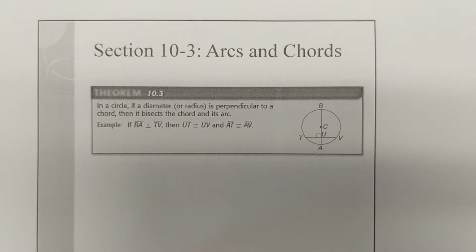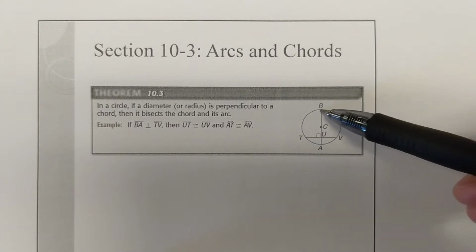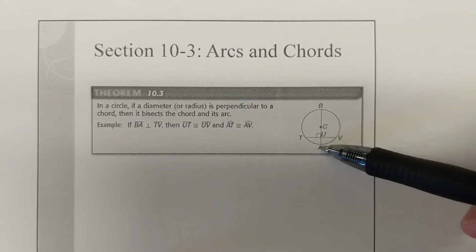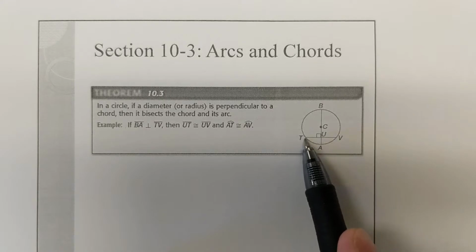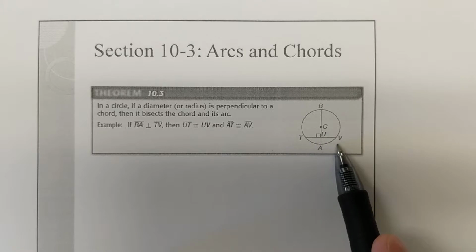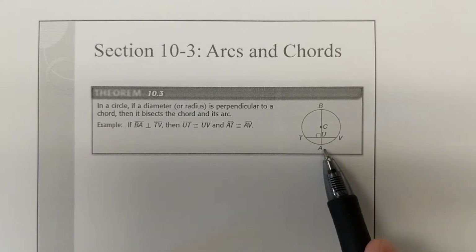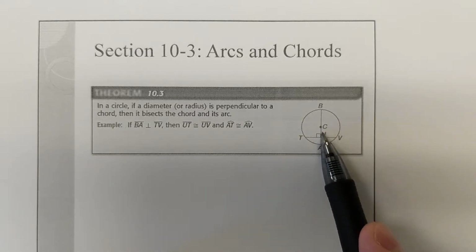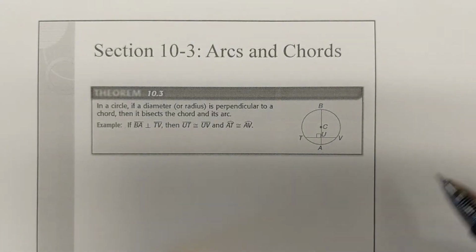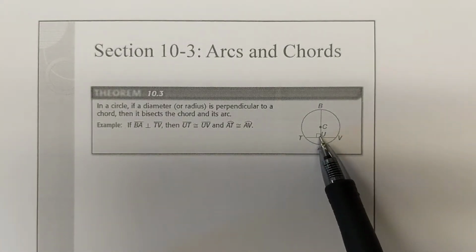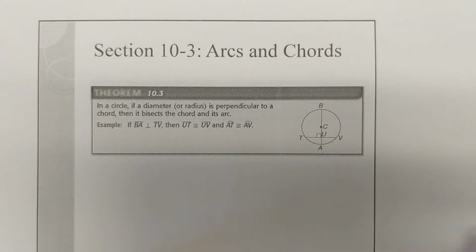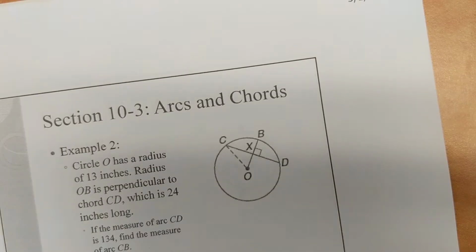All right, so theorem 10.3 states that if you have either a diameter, in this case BA, or a radius CA, that is perpendicular to a chord, in this case TV, then it bisects the chord and also bisects the arc. So in this figure, TU and UV are congruent, as are arc TA and arc AV, because the radius or diameter is perpendicular to the chord. Now be careful, the reverse isn't true. Just because these are perpendicular does not mean that the chord cuts the radius in half. It can be true, but doesn't have to be.